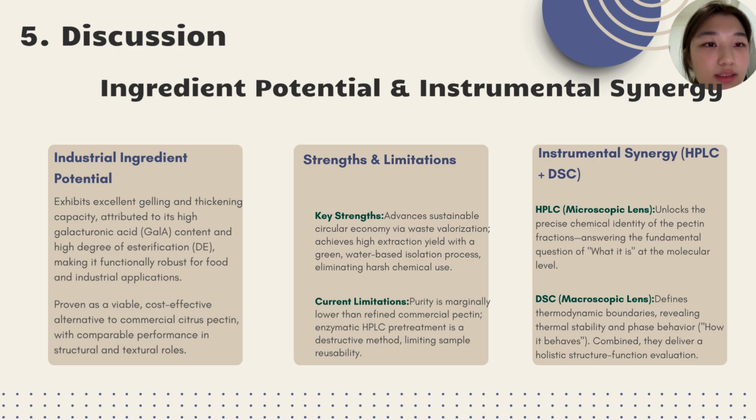Crucially, the project highlights an advanced instrumental synergy. High-performance liquid chromatography acts as a microscopic chemical lens, revealing the precise monomeric identity of the pectin fractions. Conversely, DSC acts as a macroscopic physical lens, defining its thermodynamic boundaries. Together, they deliver a holistic structure-function evaluation.